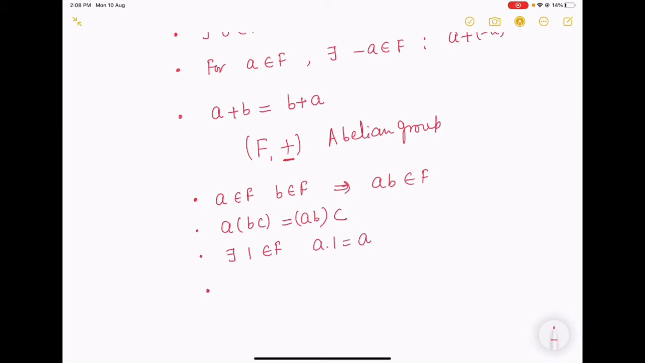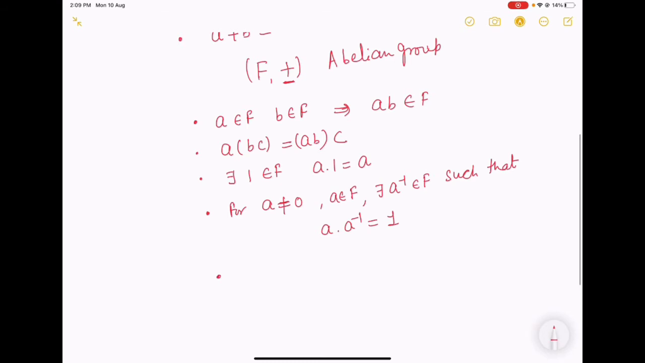And the next property is for non-zero A. For any A belonging to F which is not equal to 0, there exists A inverse belonging to F such that A operated on A inverse gives you the identity element 1. Next property is the commutative property. A dot B gives you B dot A.